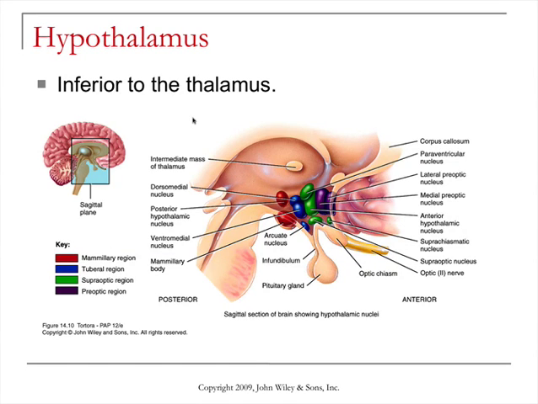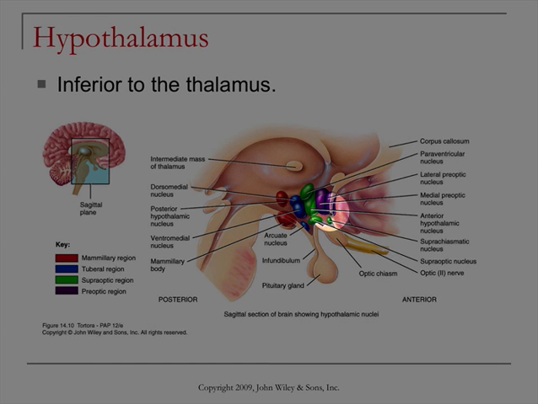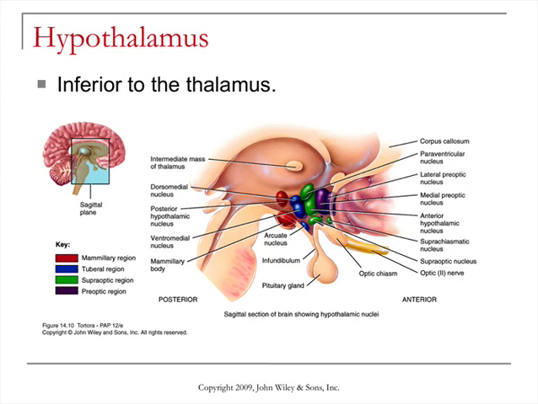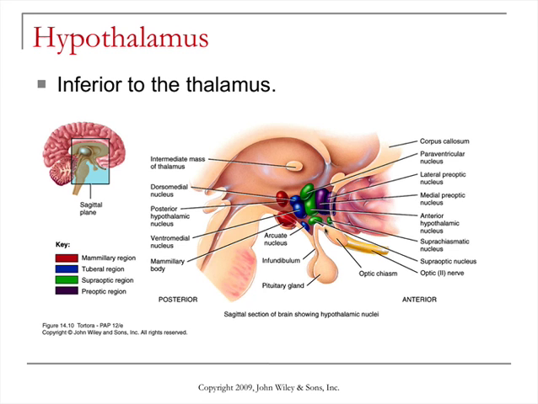The hypothalamus is another region of the diencephalon. It's inferior to the thalamus. It's this whole region right in here that has a large number of different kinds of neurons. As you can see, the hypothalamus is just above the pituitary gland, and when we get to the chapter on the endocrine system, the hypothalamus will be a major portion of our discussion.